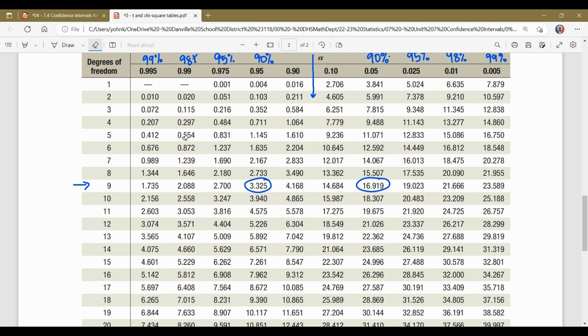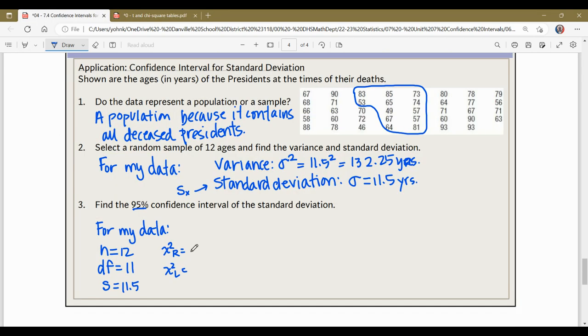So let's get these old ones out of here. 95% and 11. So 95%, we're talking here and we're talking here. We should have the same chi-squares. That's no different person to person. So the chi-square right was 21.920 and the chi-square left is 3.816.